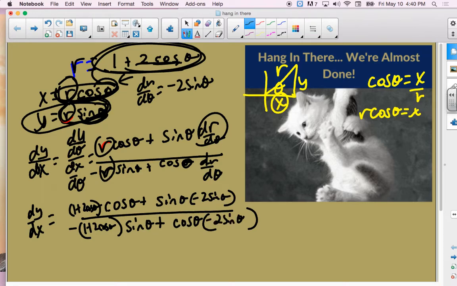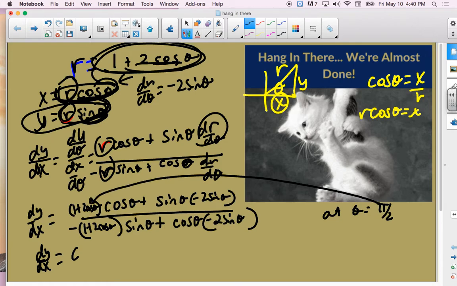Okay, so that's the derivative. Then they'll say it's something like at theta equals, say, pi over 2. So then you'll say the slope, it's kind of like dy over dx is dy dt over dx dt, or dy d theta over dx d theta. So now I'm going to fill in pi over 2. So I have 1 plus the cosine of pi over 2, which is 0. Cosine of pi over 2 is 0. Sine of pi over 2 is 1.